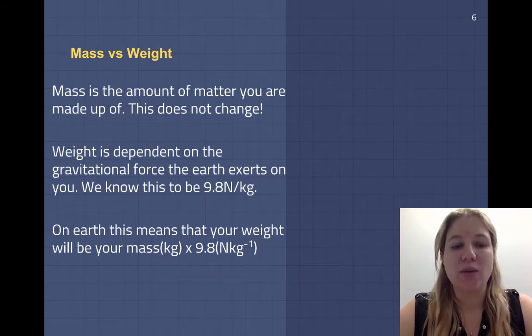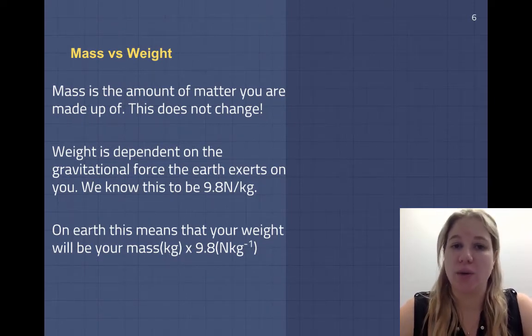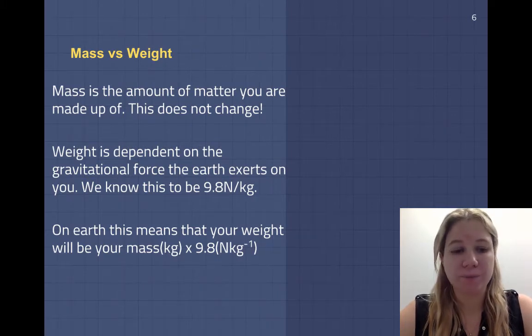Okay, so your mass doesn't matter where you are. You could be on the moon, you could be on Earth, you could be on another planet. Your mass, it's the amount of matter that you're made up of, so it does not change, it will remain the same. But your weight will change because the moon has a different force of gravity to Earth, and so your weight will change. So because we know that the pull of gravity is 9.8 newtons per kilogram, on Earth your weight would be your mass in kilograms multiplied by that force, so 9.8 newtons per kilogram.